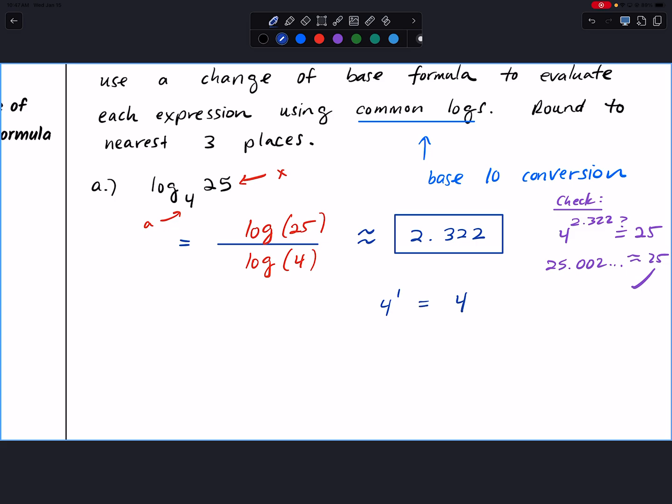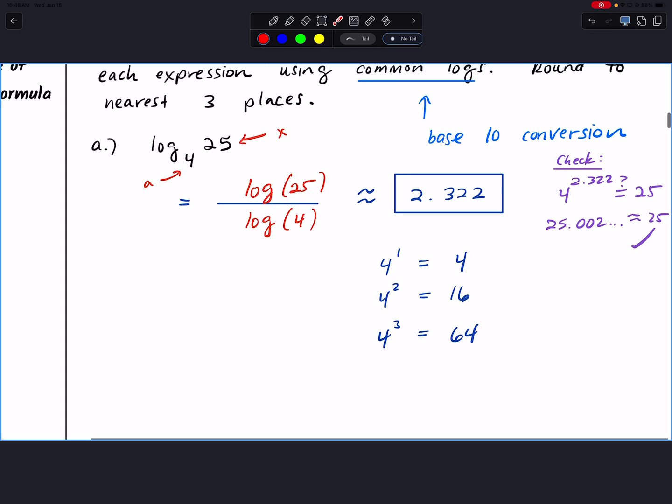Isn't that just 4? What's 4 squared? 16. What's 4 cubed? 64. Okay, now, do you guys agree that 25 is between these two numbers? So that means that the exponent that makes this true should be between 2 and 3. Is our answer between 2 and 3? It is. So that should make sense too. If we got like 5 point something, that's way too big. So we did something wrong. Okay? All right, cool. B.